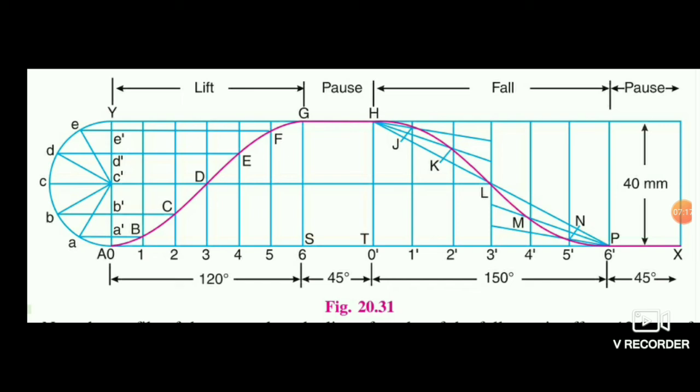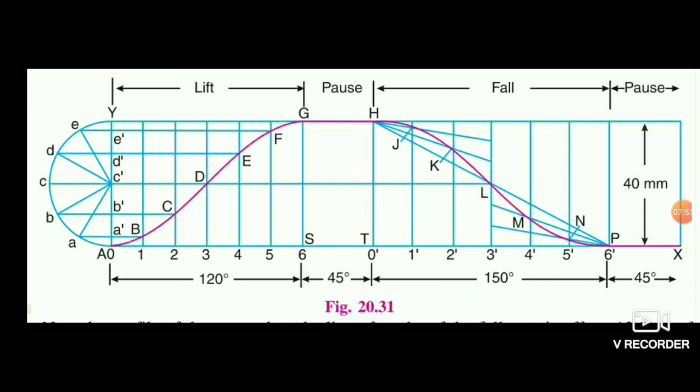Then you have to draw a smooth curve starting from A, meeting all the points B, C, D, E, F, G, H, J, K, L, M, N and P. So like that you can draw the smooth curve, and like this you can finish the diagram. So you can label everything properly, just like this. The rise is the lift, then you have a pause, that is nothing but the dwell period, then you have a fall of 150 degree, then you have again a pause of 45 degree. So this is how we will draw the displacement diagram.